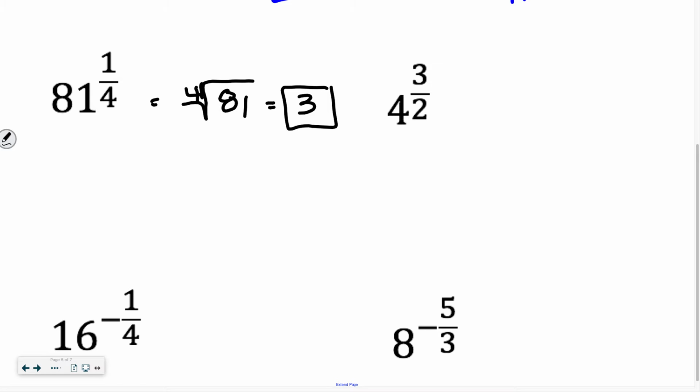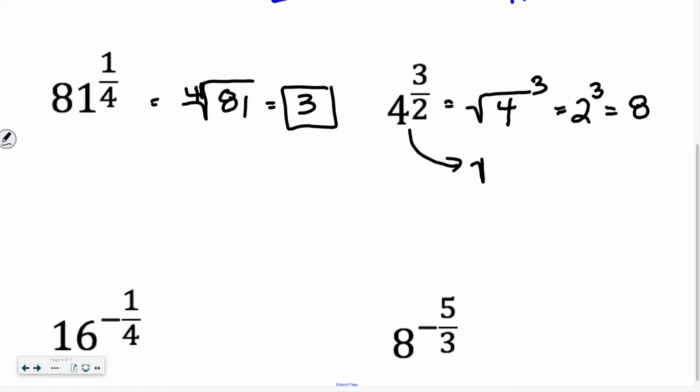Okay, 4 to the 3 halves. I'm taking the square root of 4 and then cubing it. I could also write it as the square root of 4 cubed underneath, if I wanted to. I usually like to make it small first and then make it big. So what's the square root of 4? 2 cubed is 8.